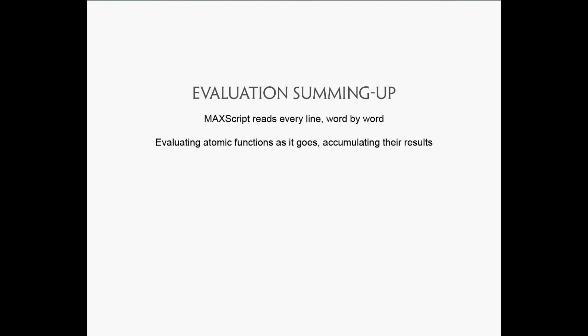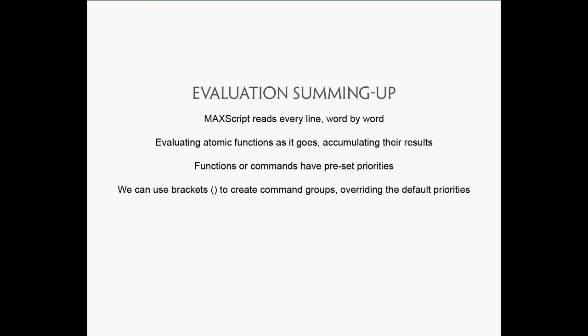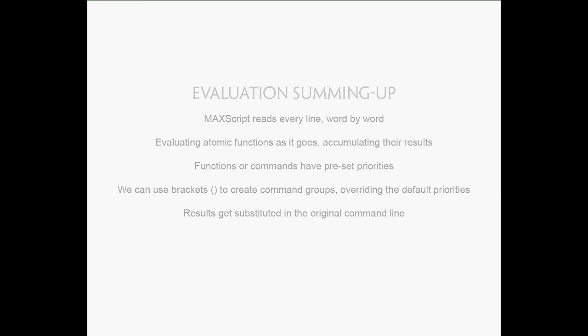Well, to sum up what we learned about the way MaxScript evaluates scripts, we can say it reads every line word by word, evaluating atomic functions on the way and accumulating their results. Functions have their built-in priorities, which allows for basic mathematical expressions to work as expected based on our school studies. We can override these built-in priorities using command grouping with brackets. The result of such command groups will be substituted into the original commands as MaxScript is proceeding with the given line's evaluation. Now I think we have covered the most important basic concepts that we need to know before being able to start making bigger, more complex scripts in 3ds Max.